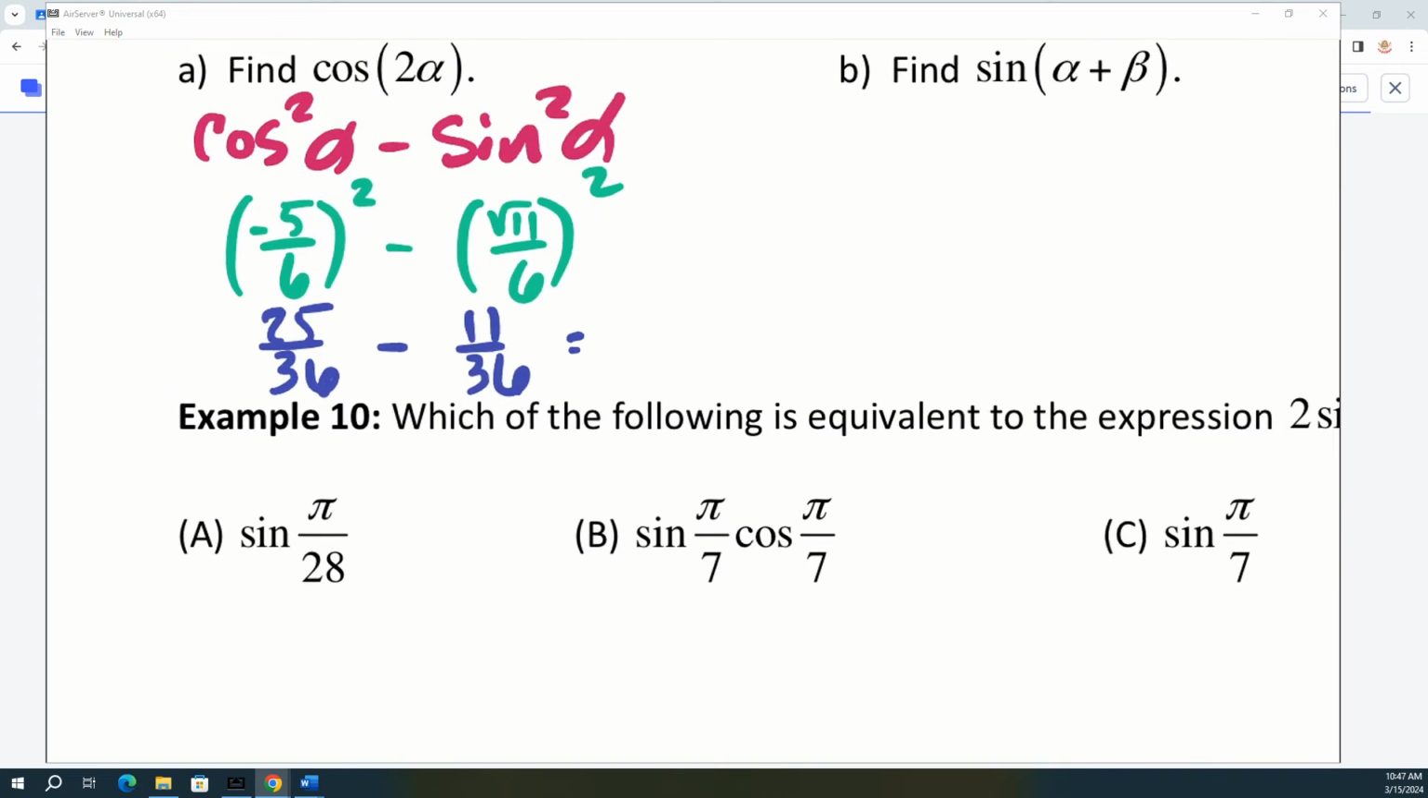And then this works out kind of nice. Like I said, you end up with a common denominator, so we can just subtract the numerators. Now, on our free response question, particularly number 4, they do want you to write everything in simplest form. So you would need to reduce this to 7/18. So what we just found is the cosine of an angle that is twice as big as alpha.